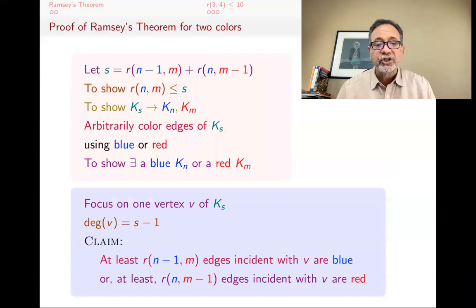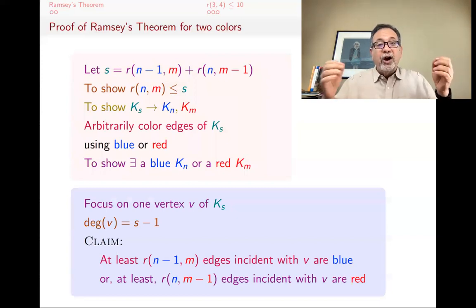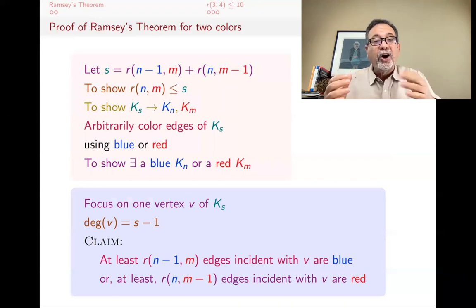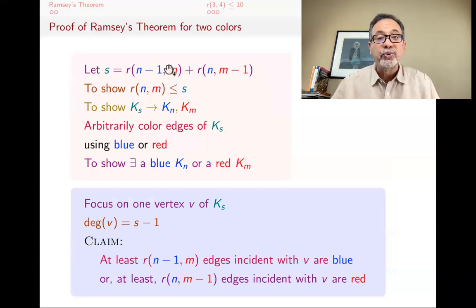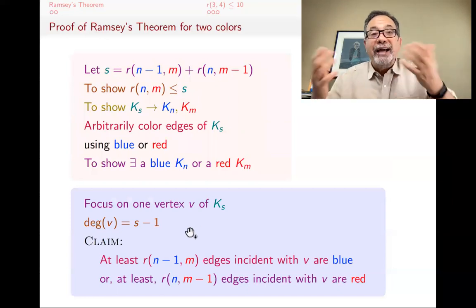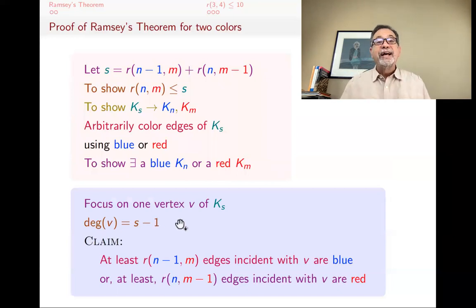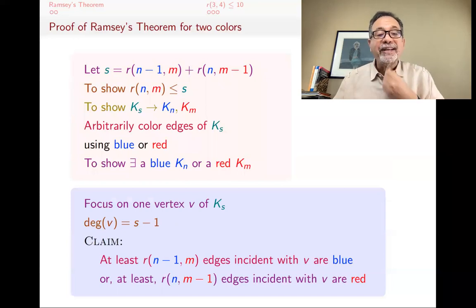Well, again, the proof is by contradiction. If that wasn't the case, then that would mean that at most R(n minus 1, m) minus 1 are blue, and at most R(n, m minus 1) minus 1 are red. But if there's one less blue and one less red than what I'm claiming here, then the total number of edges would be R(n minus 1, m) plus R(n, m minus 1) minus 2. And that's S minus 2, because S is the sum of these two numbers. But the degree of V is S minus 1. One of the edges isn't accounted for, and that's a contradiction. So if you color all the edges, you can't avoid having either this many blue edges or more, or this many red edges or more.